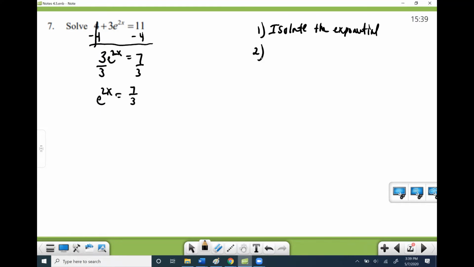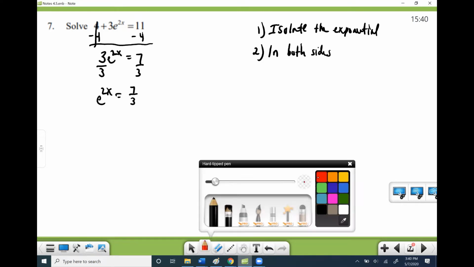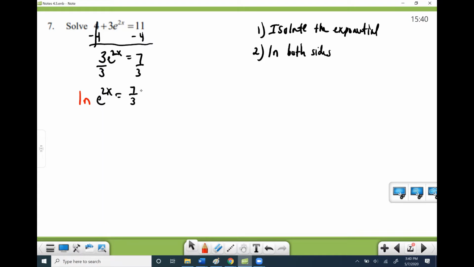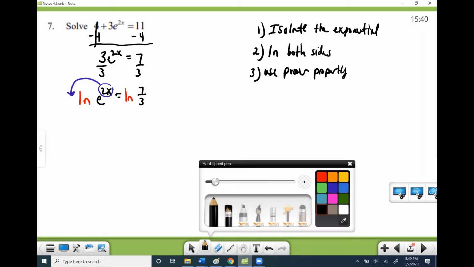So step 2, natural log both sides. So I'm going to take the natural log of this side. Ooh, and I'm lucky because I can move this stuff. I love that. Okay, and then the natural log of that side. And remember, the reason we do that is so that we can pull the exponent to the front using the power property. Okay. All right, so let's see what we got.